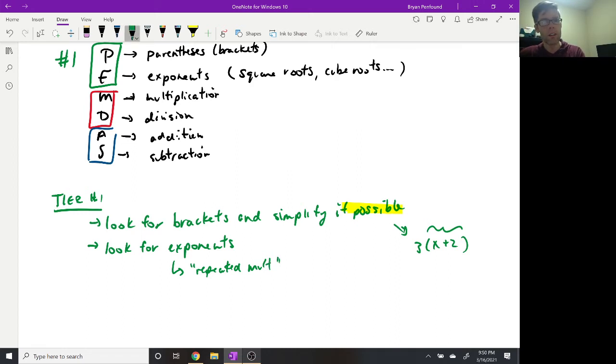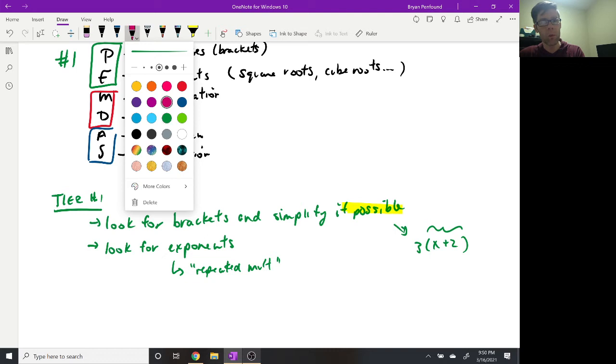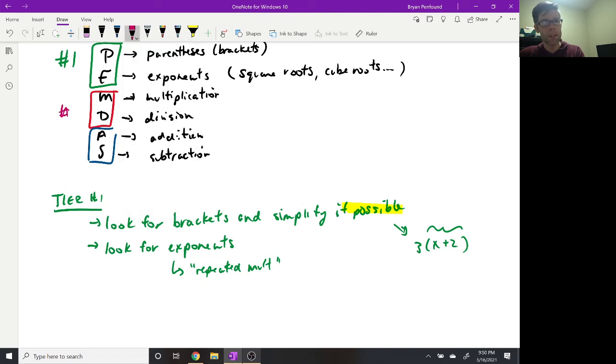Okay, so that's a little ditty about tier number 1. So let's talk about tier number 2.